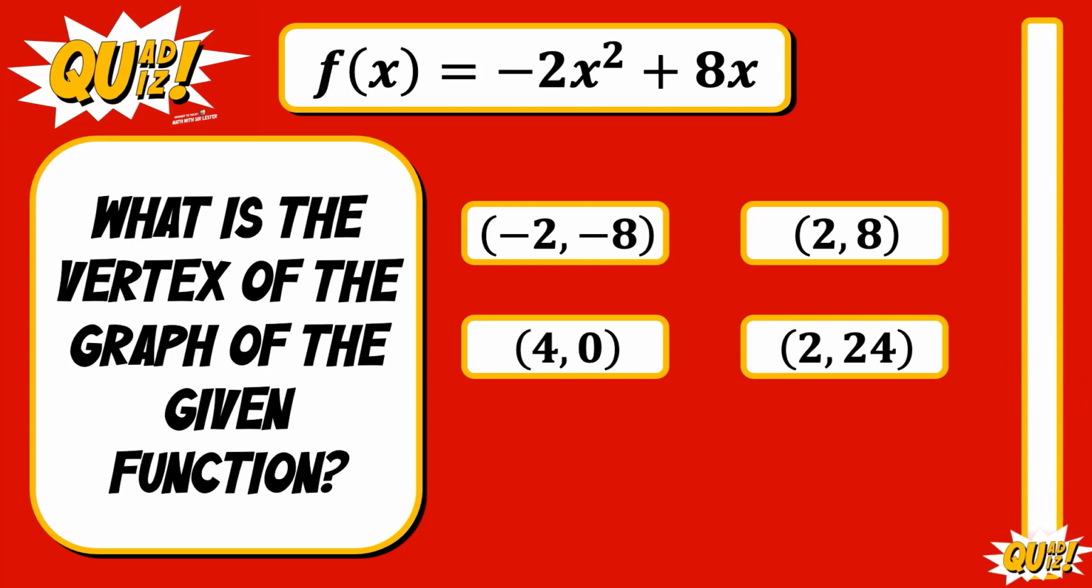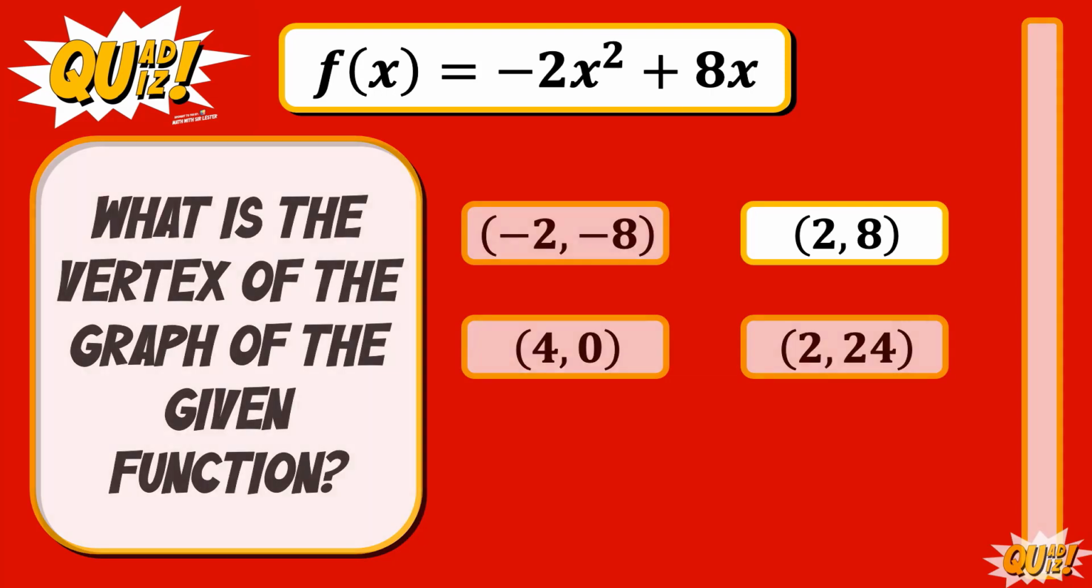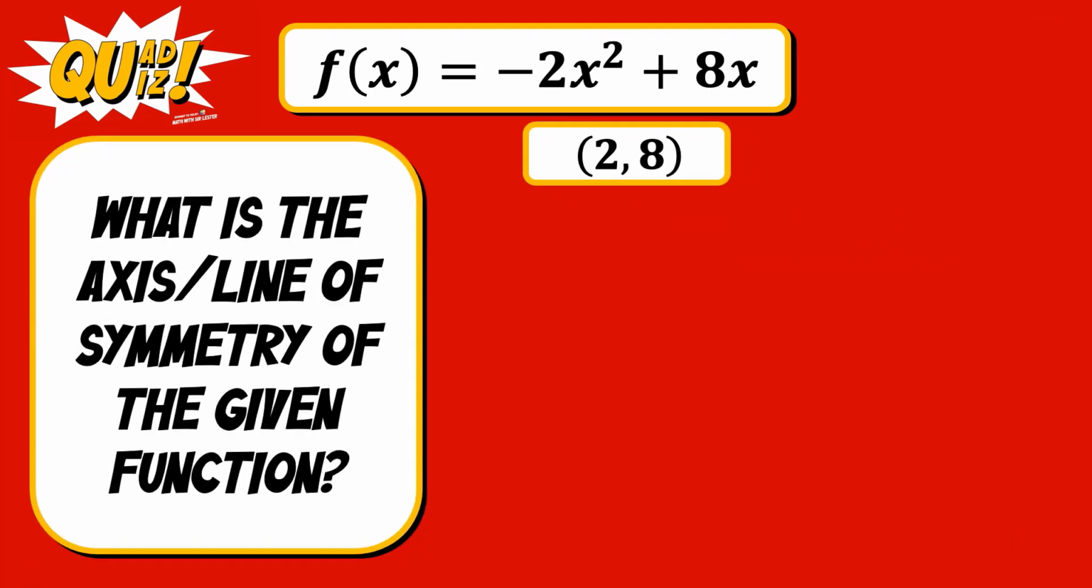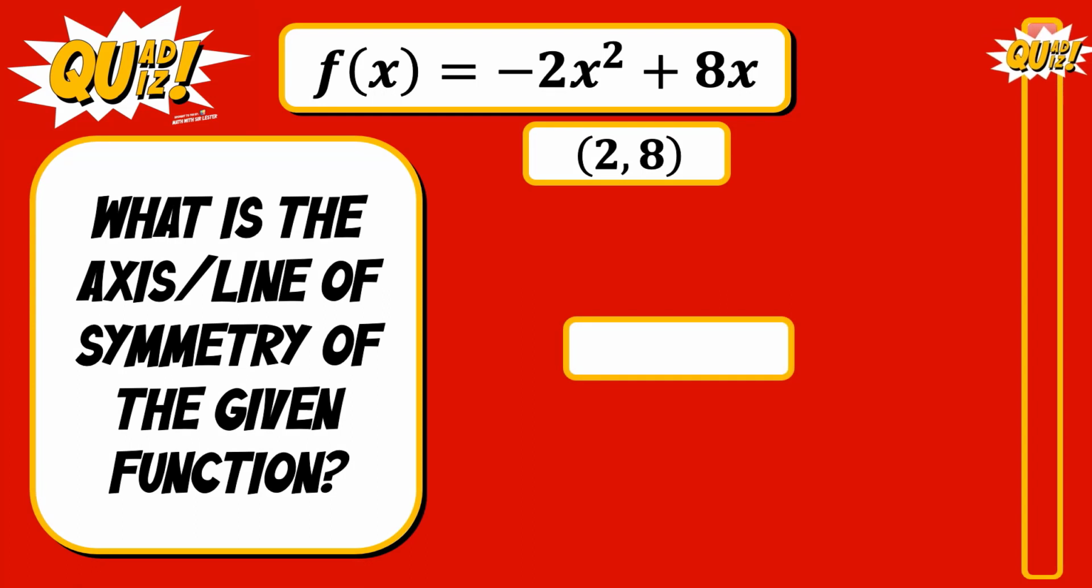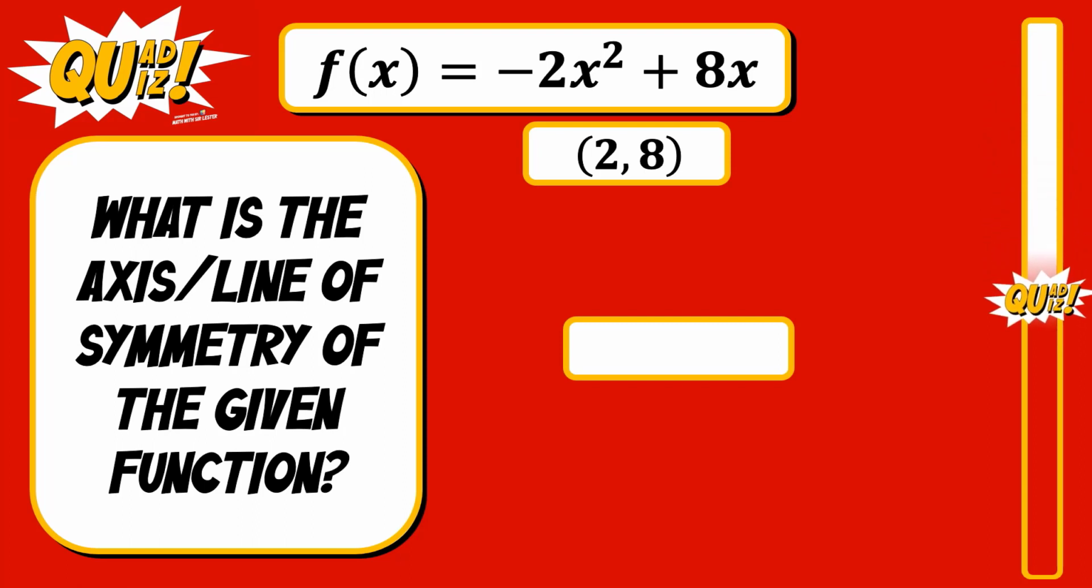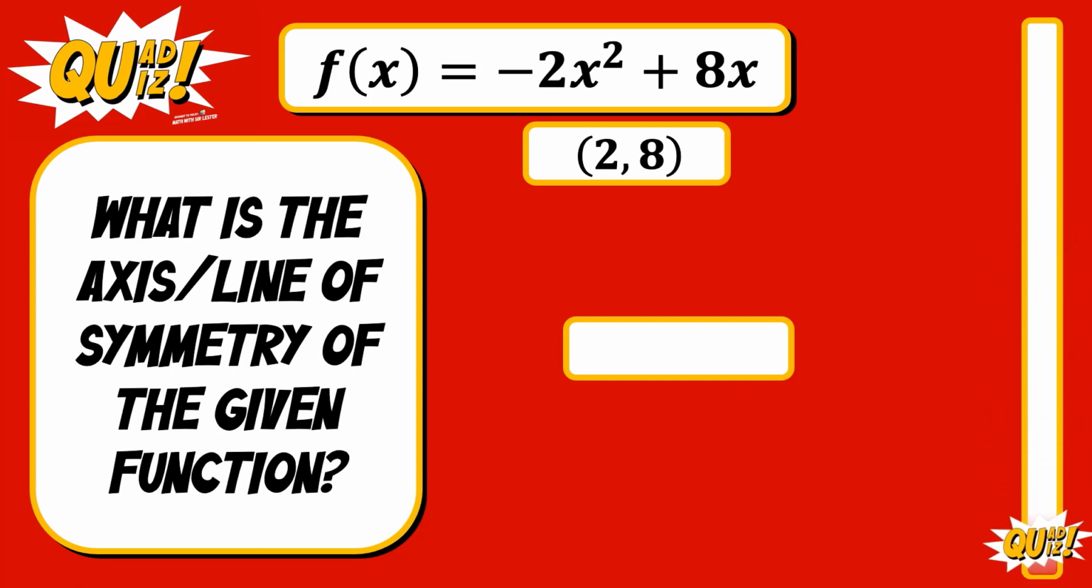We can see the vertex of the graph at (2, 8). Second question. What is the axis or the line of symmetry of the graph of the given function? The line of symmetry is at x equals 2.